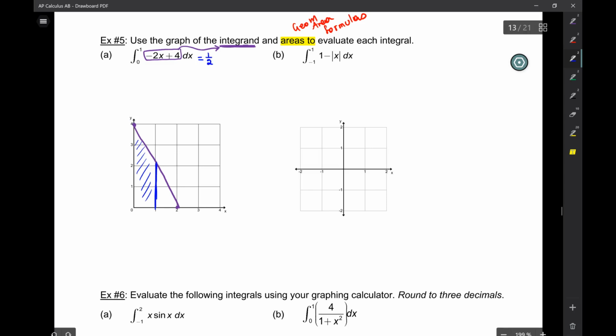So half, what's the height here? 1. Remember, for a trapezoid, the height is the distance between the two parallel sides. Good. Half times 1 times base 1 plus base 2. And so that's 3.